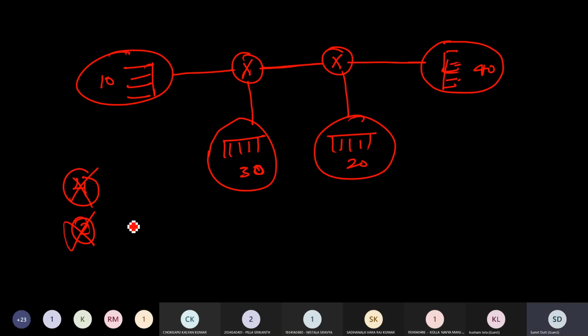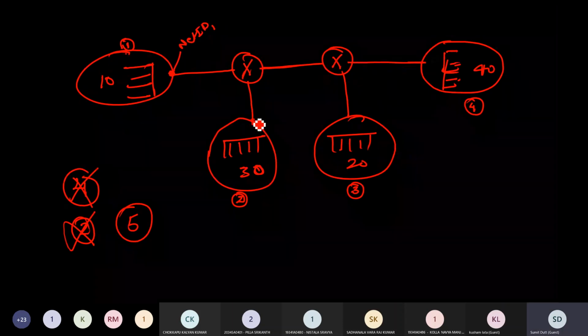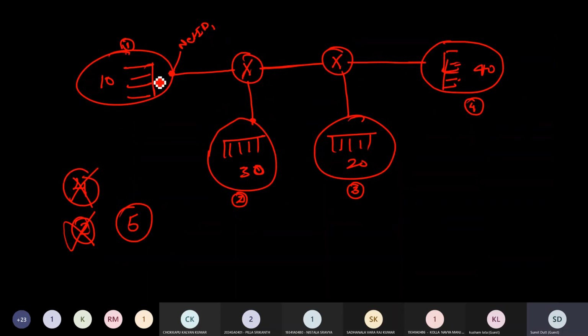Here, we required 5 networks. See how? This is my network 1, network 2, network 3, and network 4. So in this network 1, I need one IP address that will be my network ID 1. Similarly, here, because this cable is connected with this switch, right?